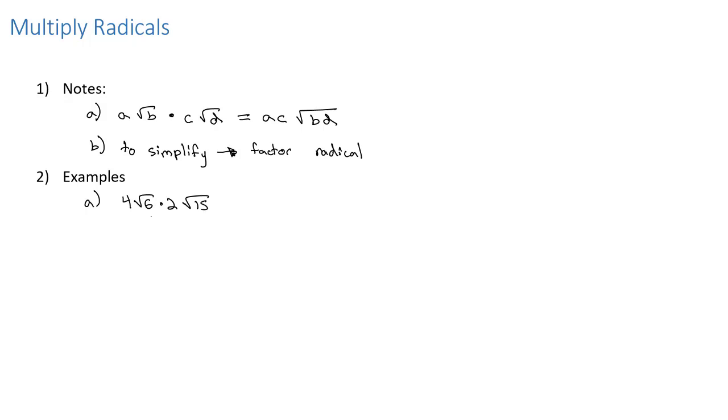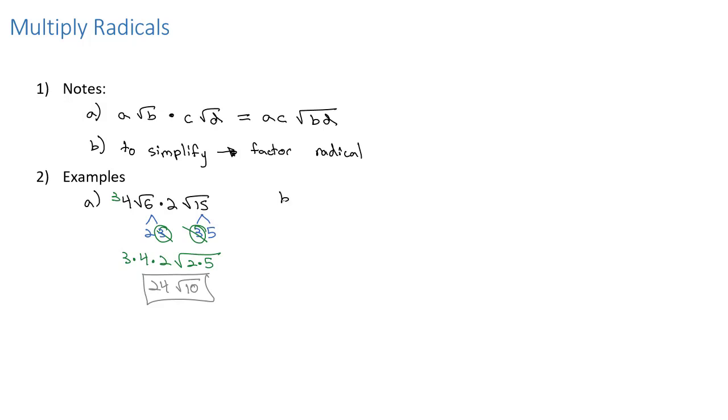First thing I'm going to do is factor those radicals. So 6 is 2 times 3, and 15 is 3 times 5. One thing I notice is as I multiply these together, I actually have a pair of 3's under the radical. That's 3 squared, so I'm going to pull out a 3 outside of that radical. So I'm left with 3 times 4 times 2 outside of the radical, and inside the radical, I have a 2 times 5. In other words, I have 24, multiplying the outside numbers, times the square root of 10.